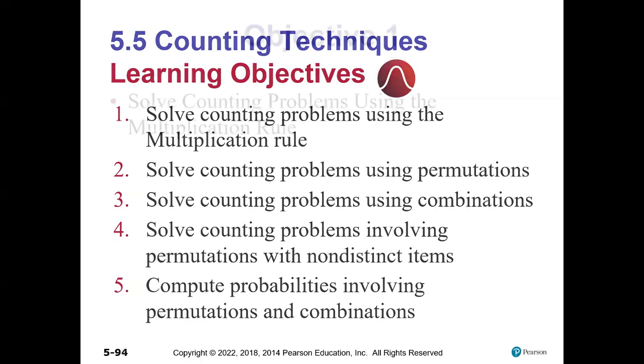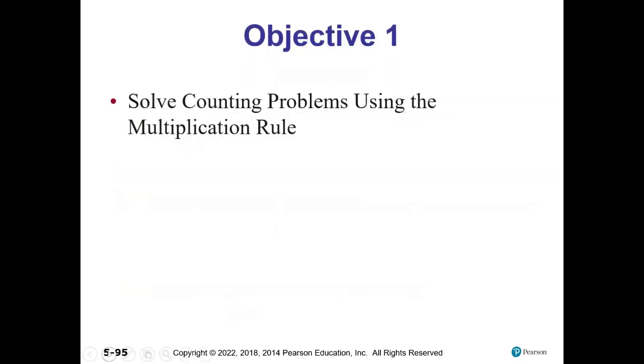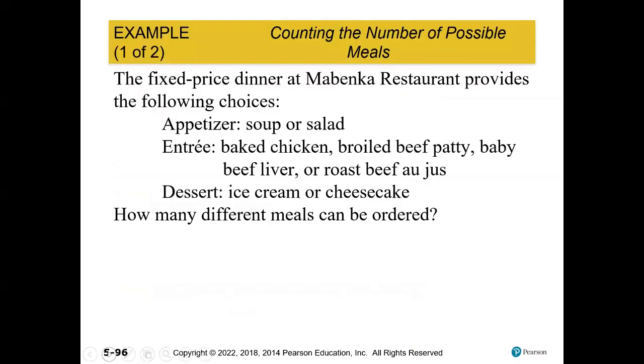All right, so the first problem we're going to work with is what is called counting with the multiplication rule. So here is an example. The fixed price dinner at Mabenka's restaurant provides the following choices. You make an appetizer, which is either soup or salad, an entree of baked chicken, broiled beef, baby beef liver, or roast beef au jus, and a dessert of either ice cream or cheesecake. And you want to figure out how many different meals could be ordered from these selections.